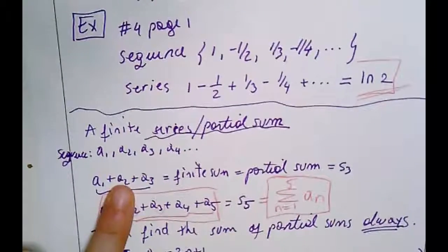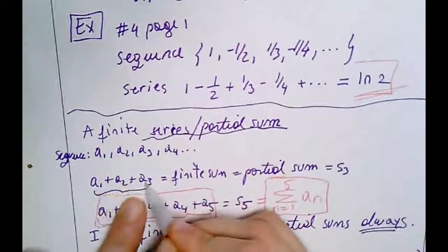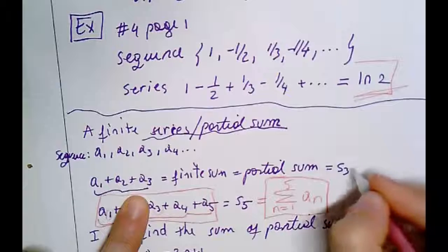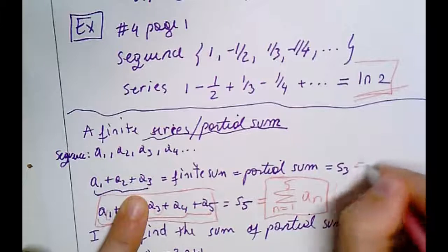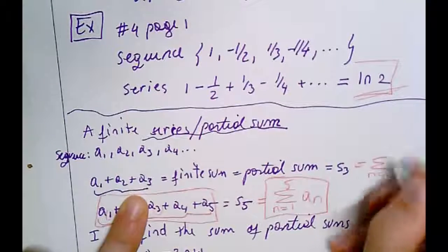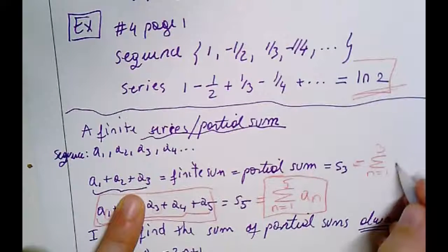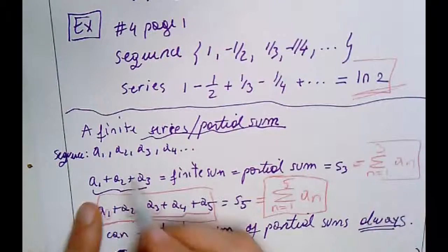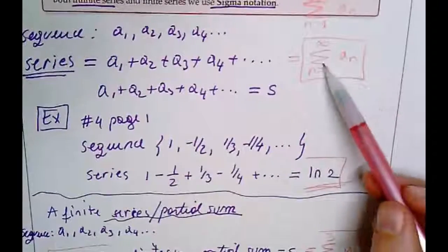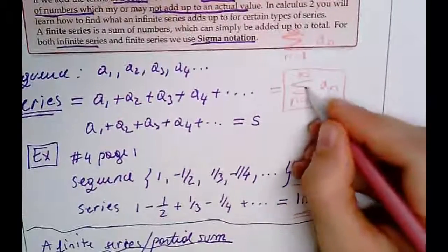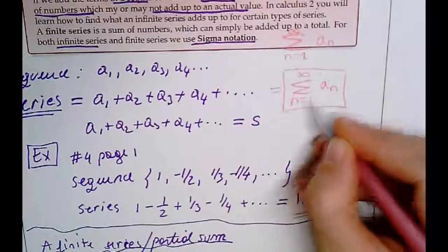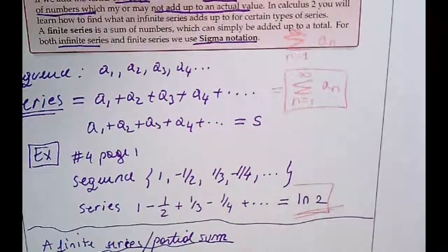What would be the sigma notation for this one, a1 plus a2 plus a3? Well, it will be just sigma from n equals 1 to 3 of an, because I'm adding just the first 3 terms. So sigma notation is just saying that you're adding. This means add them all up for all of these n's.